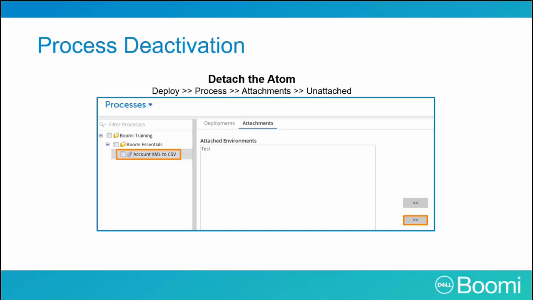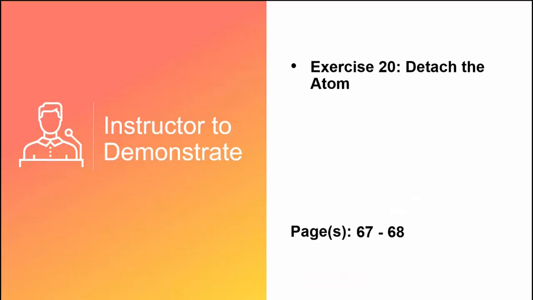Now, before ending our class, we want to look at how to deactivate a process. Deactivating a process prevents it from running on a schedule or executing within an environment. This is important in emergency situations where data needs to stop syncing immediately, or if you want to reclaim your connector licenses. Once the process is no longer available, it cannot execute in the environment, and it can only be run in test mode. I'm now going to demonstrate exercise number 20, how to detach an atom.